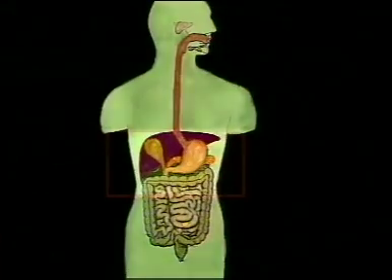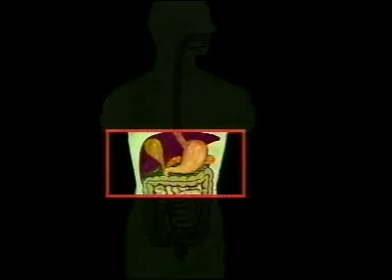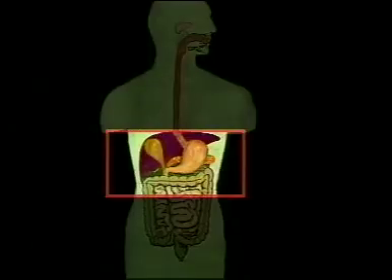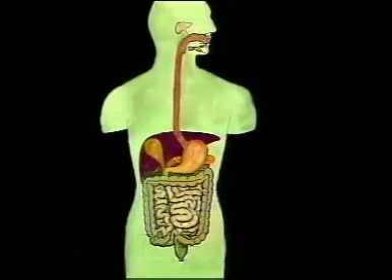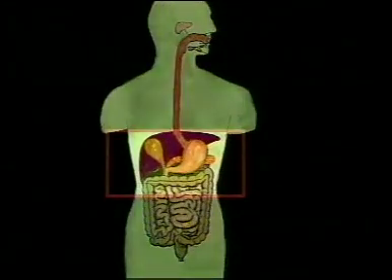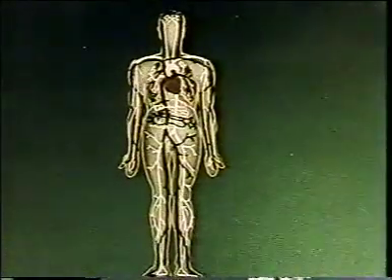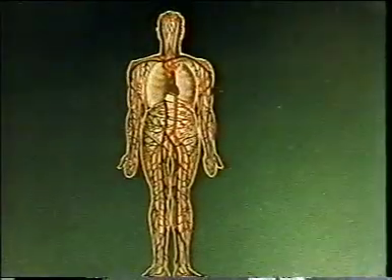The body is very complex. It consists of different systems. Each system is performing specific functions. For example, the digestive system digests the food we eat and makes it available for the body to use it for various functions. Kidneys excrete waste products from the body.